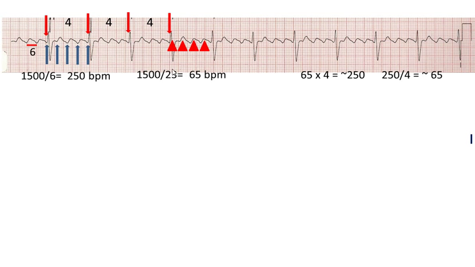You see a relationship here where there's 4 flutter waves for every QRS. Now, again, some of these are obscured, but they are still there, and you have to train your brain to recognize that there's one of these guys hiding under the QRS, and not to ignore that.